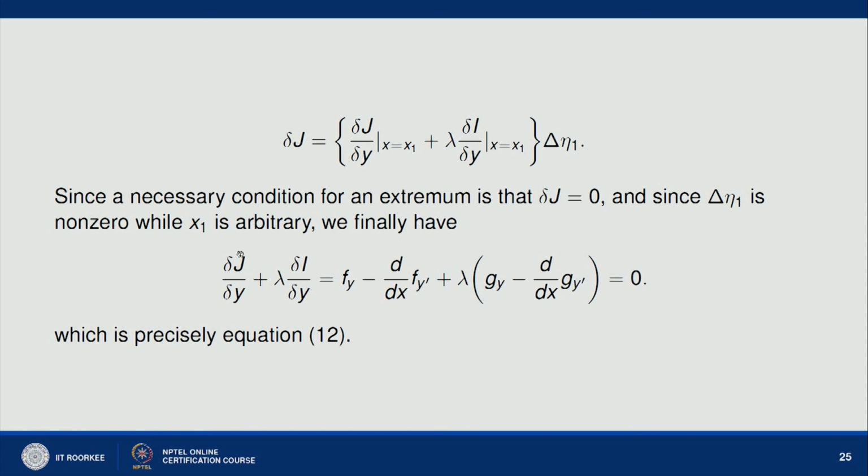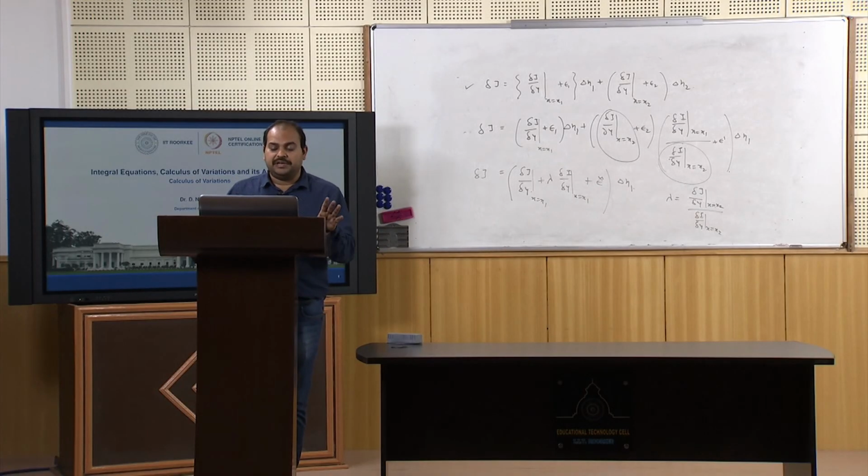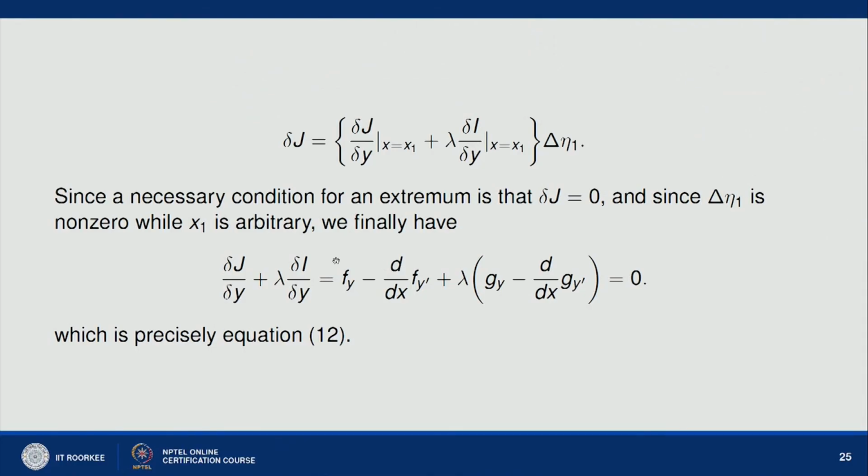between a to b. So it means that delta j by delta y plus lambda delta I by delta y is equal to 0 for all x. Now what is delta j by delta y? It is fy minus d by dx of fy dash, and delta I by delta y is gy minus d by dx of gy dash. So this gives you a condition which is precisely the condition which we want, that f is the extremal of the functional j, provided that I has a constant value. We have the condition imposed on y is this.